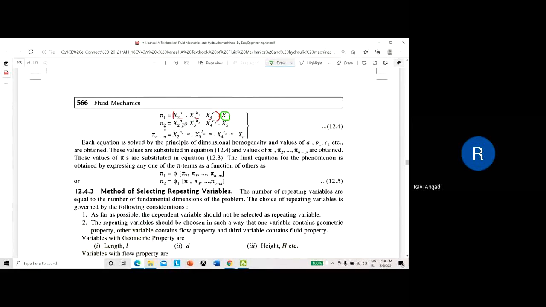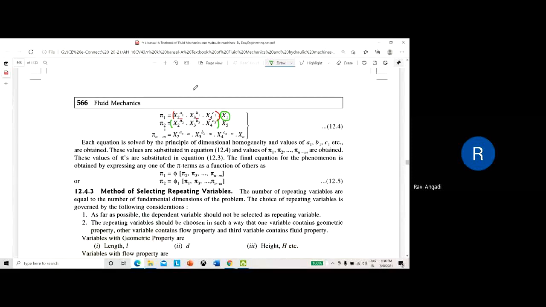Similarly, pi 2 term: x2, x3, x4. Again, these will be repeating in every pi term. These will be repeating, hence they are called repeating variables. But since it is a pi 2 term, you have to write x2 raised to a2, x3 raised to b2, x4 raised to c2, then the remaining will be x5.